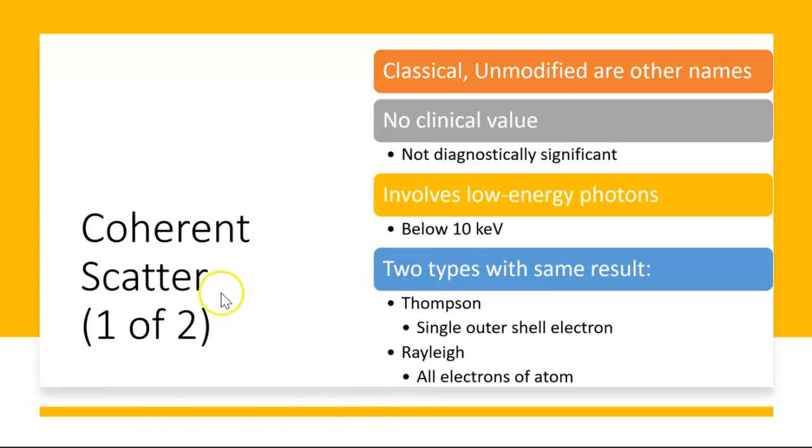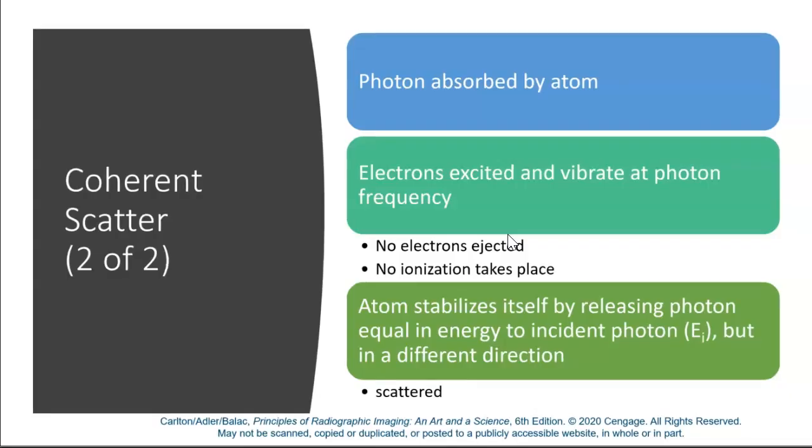So these coherent scattered photons, when they interact within the body, have no clinical value whatsoever. They do not hit the IR with any value, okay? So not diagnostically significant. Involves low energy photons, typically below 10 keV. So very, very low. Two types with the same result. There's Thomson, there's Rayleigh. Thomson is a single outer shell electron, where the Rayleigh excites the whole atom. And your RadTech Bootcamp is fantastic at showing you what each one of these interactions looks like.